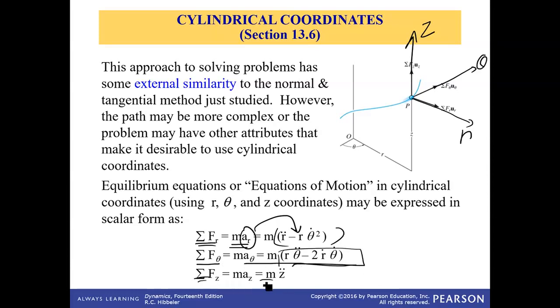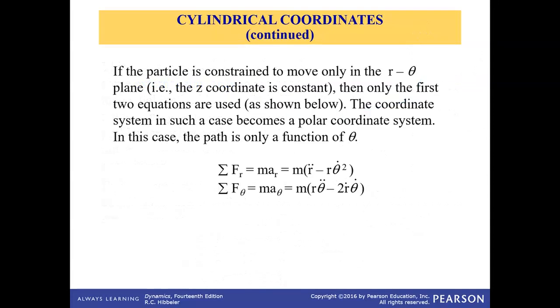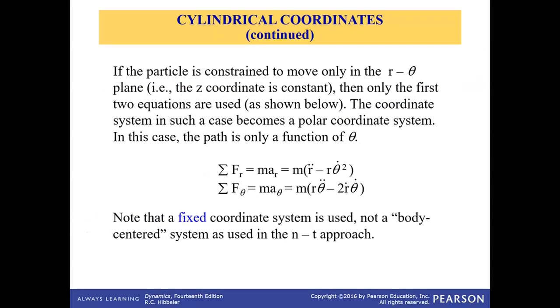And sum of forces in z is equal to mass times z acceleration. Remember, z double dot is nothing but d squared z divided by dt squared. It's called acceleration along z direction. So these three are our equations of motion for cylindrical coordinate system. If it is polar coordinate system, then we do not have the z-axis, and at that time we use only r and theta, and these are the two equations of motion for polar coordinate system. In the next video, we will solve a problem using cylindrical coordinate system.